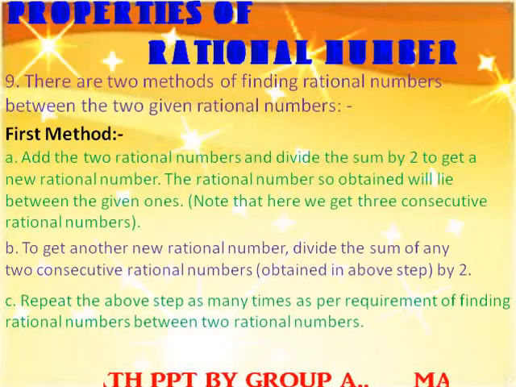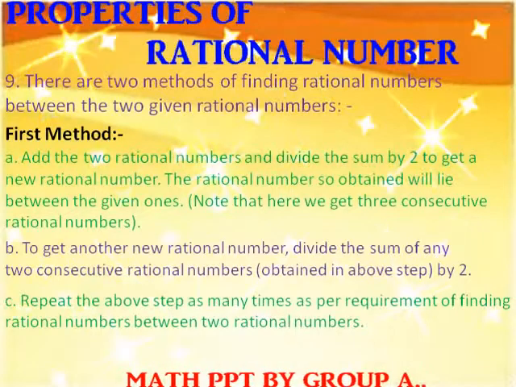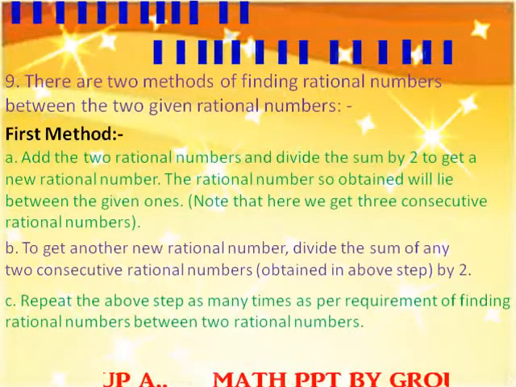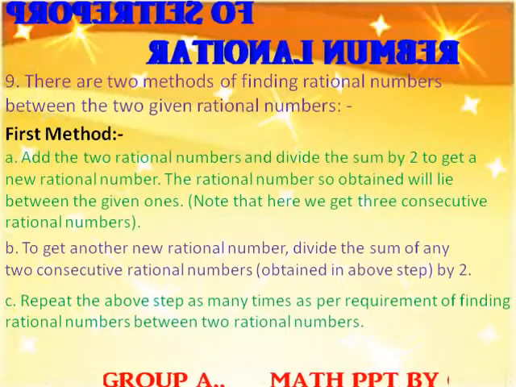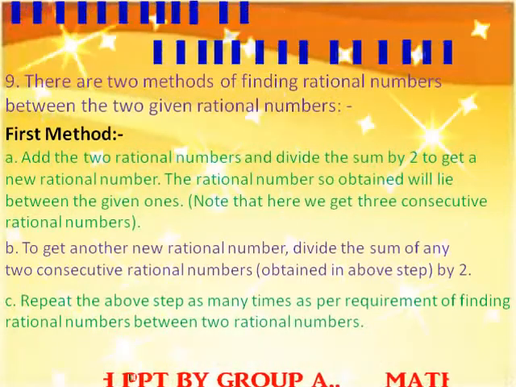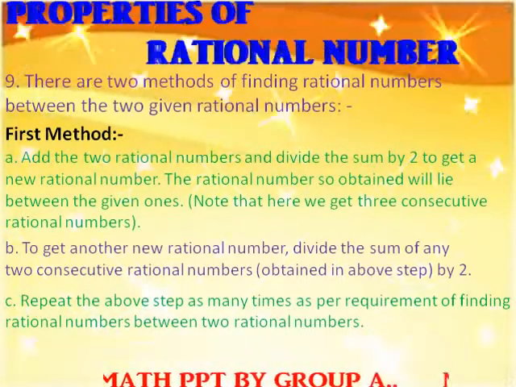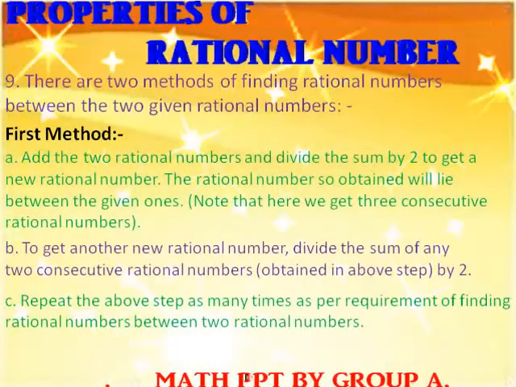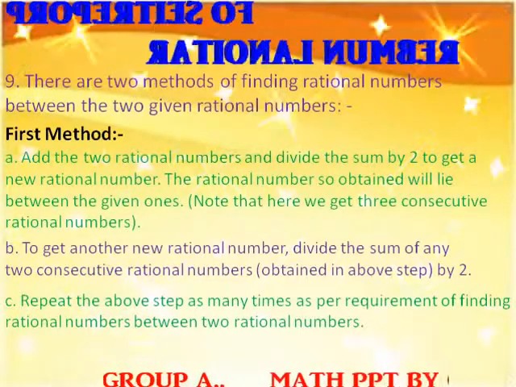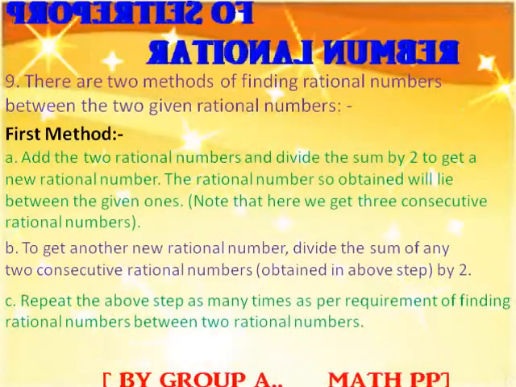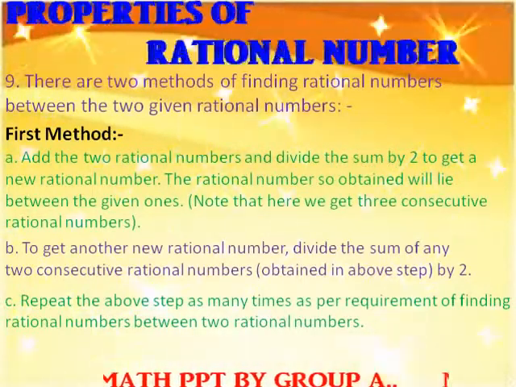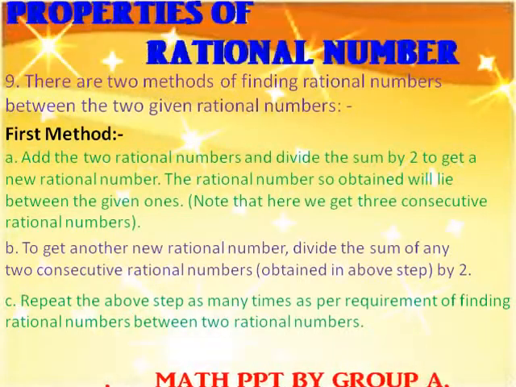First method. A. Add the two rational numbers and divide the sum by 2 to get a new rational number. The rational number so obtained will lie between the given ones. Note that here we get 3 consecutive rational numbers. B. To get another new rational number, divide the sum of any 2 consecutive rational numbers obtained in the above step by 2. C. Repeat the above step as many times as required for finding rational numbers between 2 rational numbers.